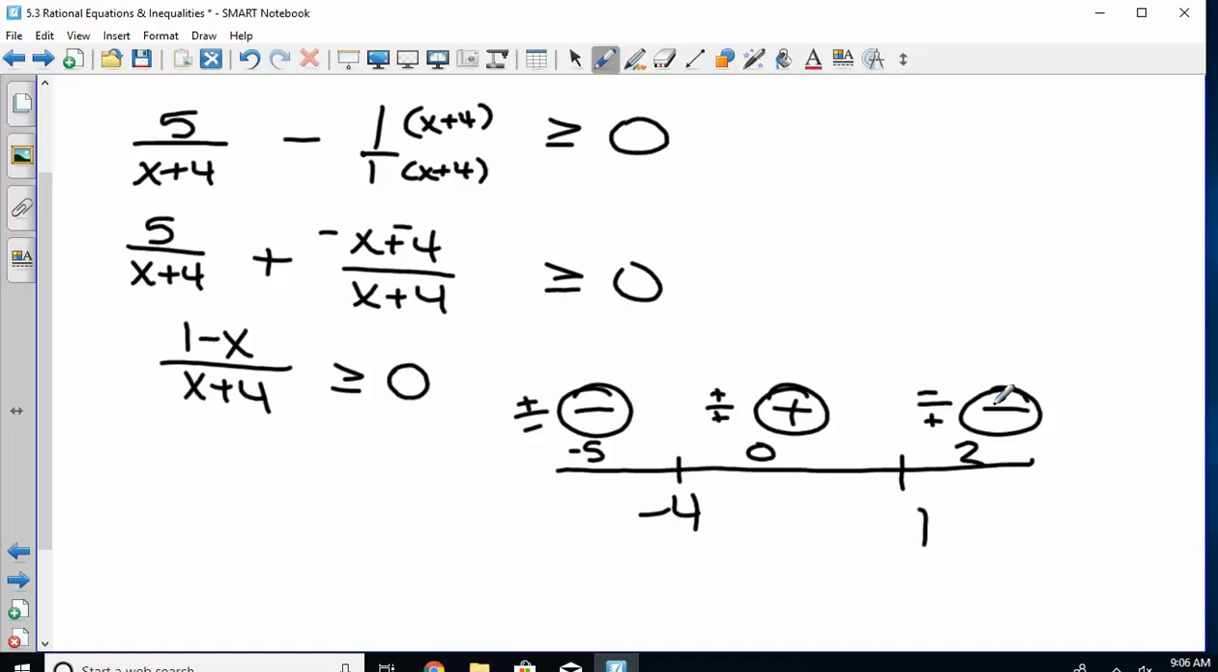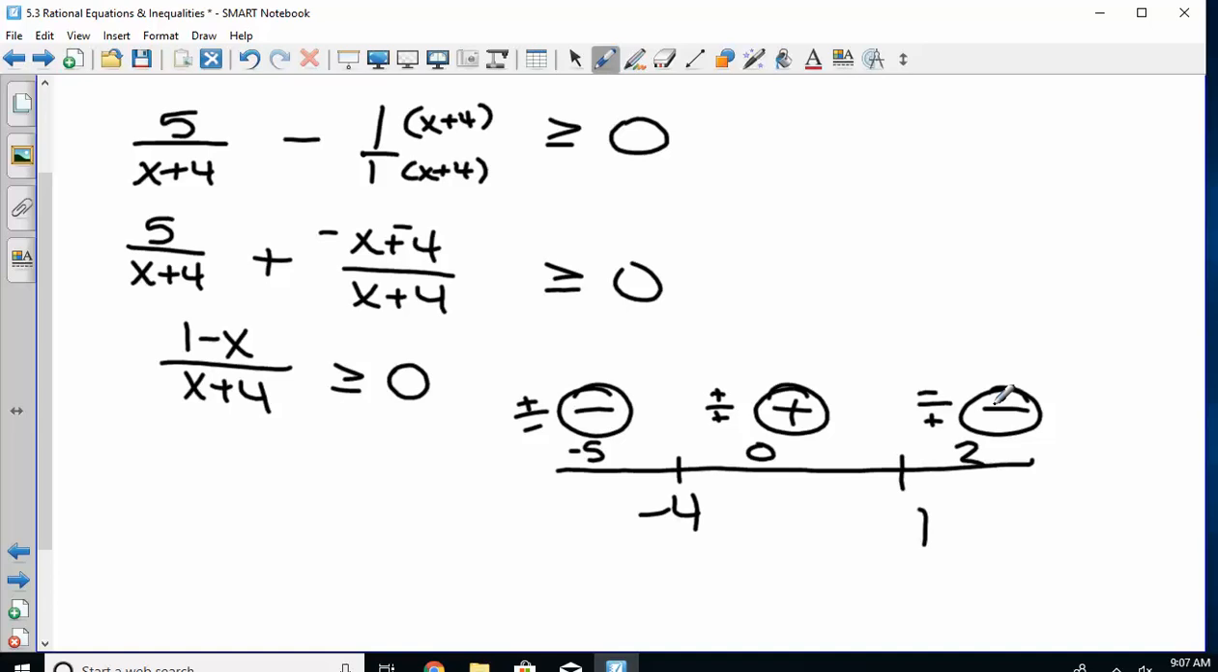Why don't we verify this on our graphing calculator? Go ahead and graph it and see if it matches up. So parenthesis 1 minus x over parenthesis x plus 4. So what if there was that -1 and it was just 5 on the top? Then the top would never be 0. So in that case, we would have only had 1 point to put on this interval, and we would only have to check the 2 sides.